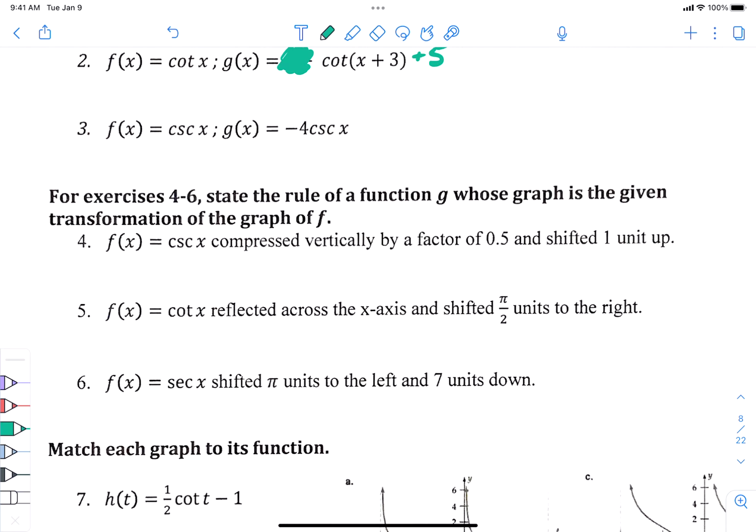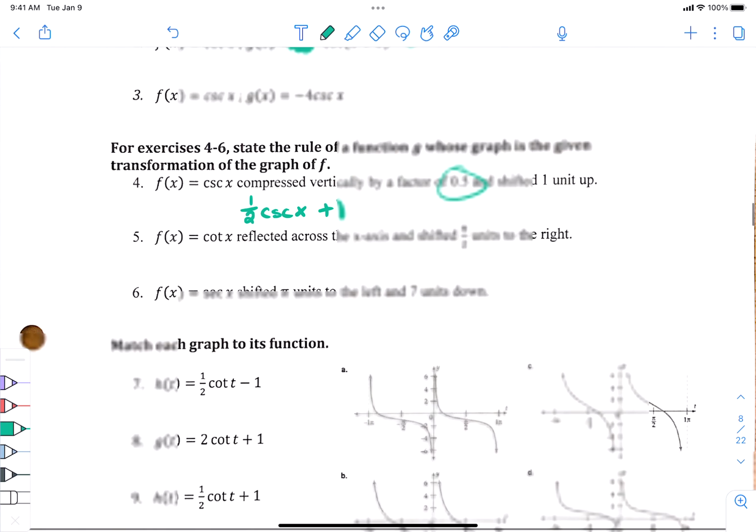They want to compress it vertically by 0.5. So you can either put 0.5 in the front or use 1/2, right? So 1/2 cosecant of x and then shifted 1 unit up. Plus 1. So on 5, do we just say minus pi over 2 in parentheses? Yep, okay.